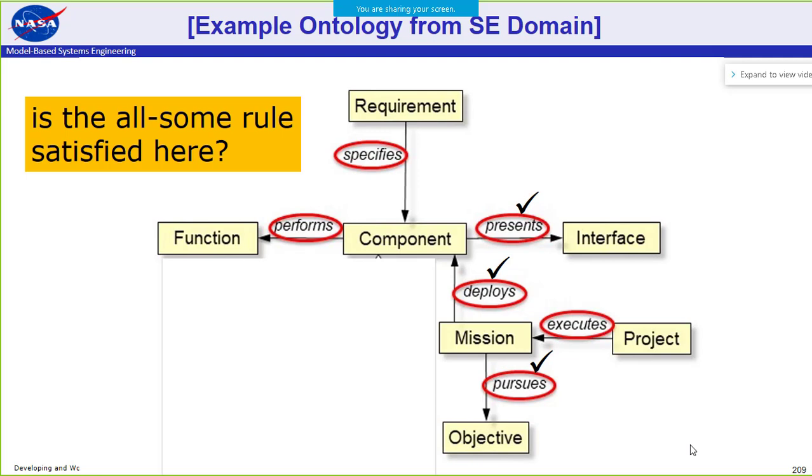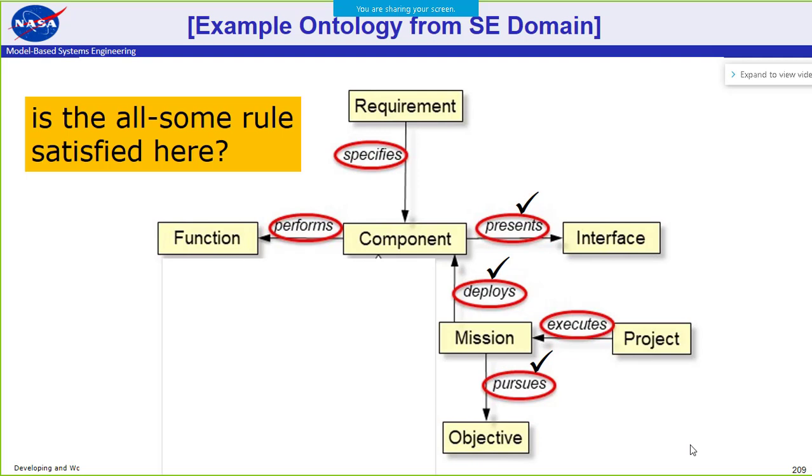But I question whether this satisfies the all-some rule. Namely, every component performs some function. The reason is that there are many failed missions, and many pieces of equipment lying around in military warehouses that never ever saw the light of day. They're full of components, but none of those components ever did anything. They just sit there until they rust away. So it's not true that every component performs some function.